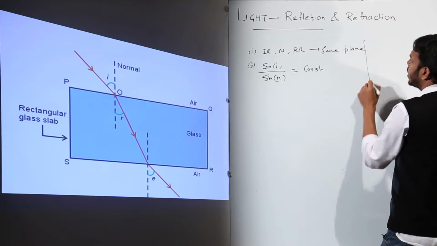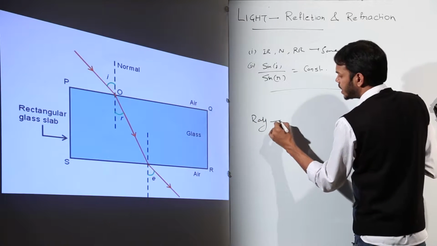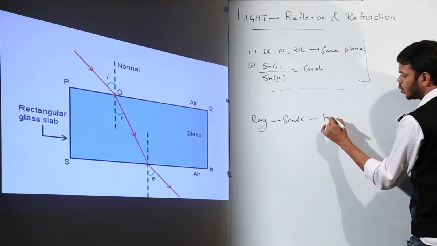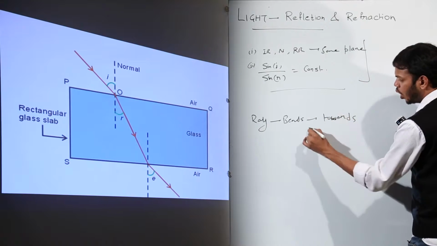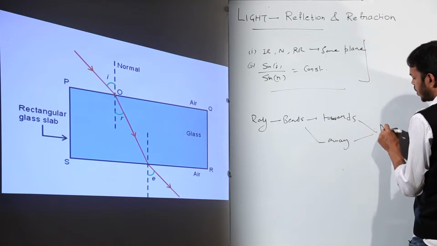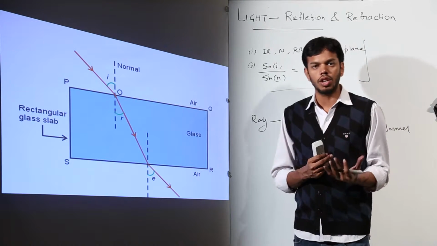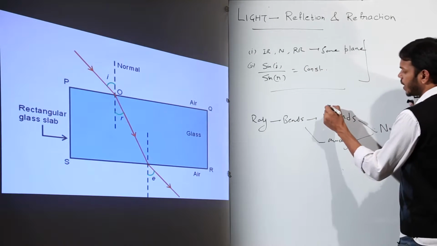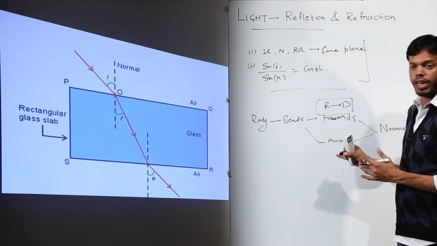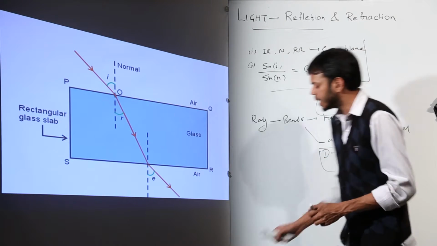So generally, when refraction happens, you have to remember this: the ray bends towards or away from the normal. So when does the ray bend towards the normal? When it is traveling from rarer medium to denser medium. And when does it bend away? When it is traveling from denser to rarer medium. This is the scenario.